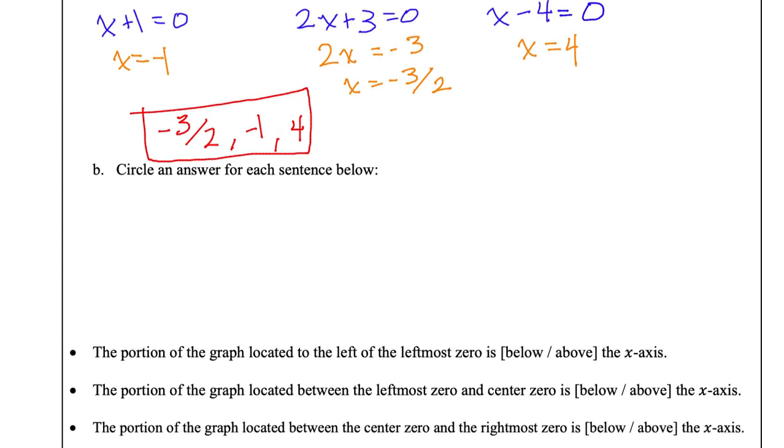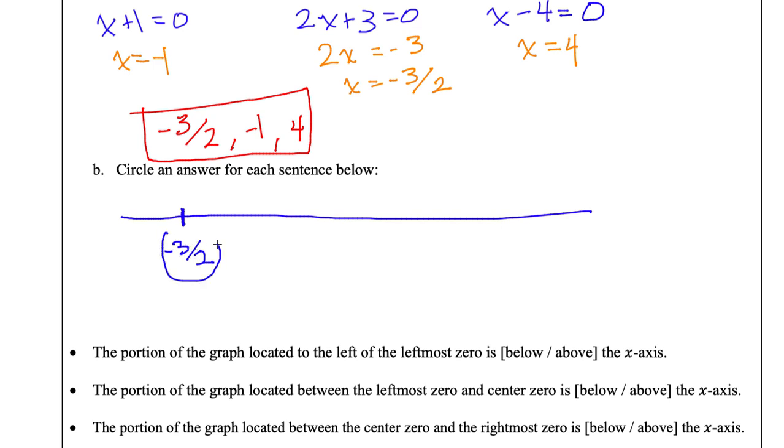The way that we do this is we make our number line. Make your number line and then mark your zeros. Your first zero is negative 3/2. Circle it to let you know that it is a zero. Then negative 1, circle it, that is a zero. 4, that is a zero.